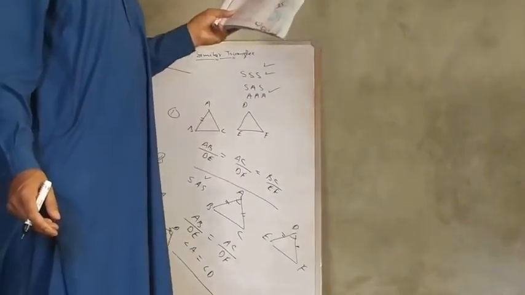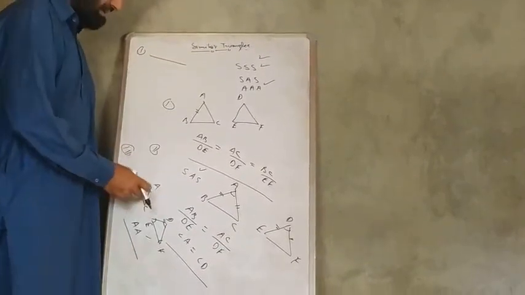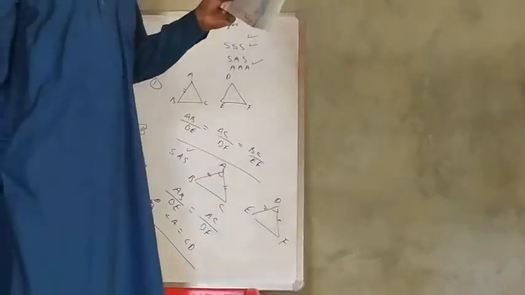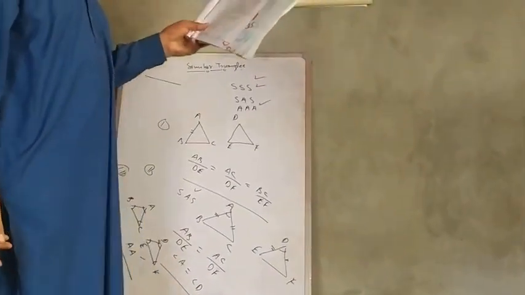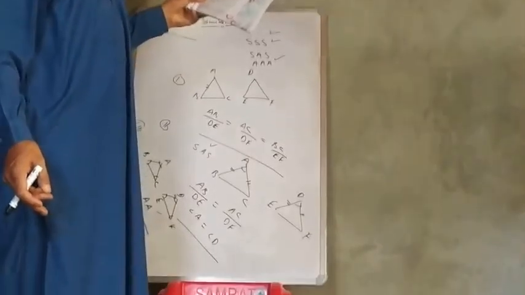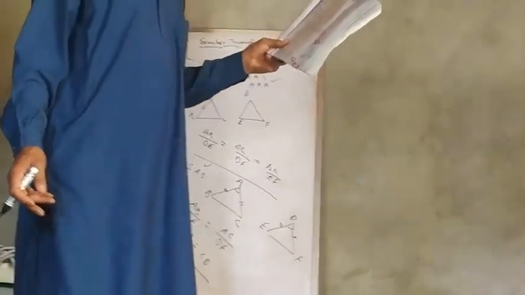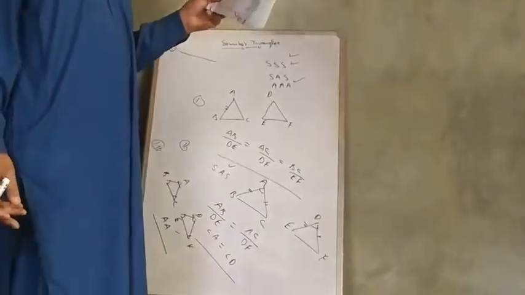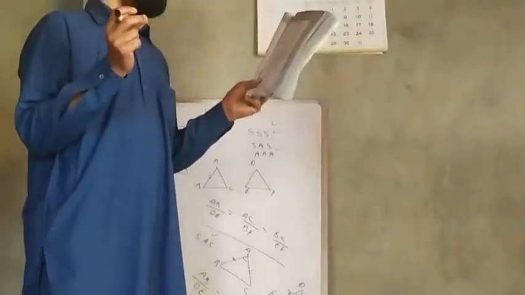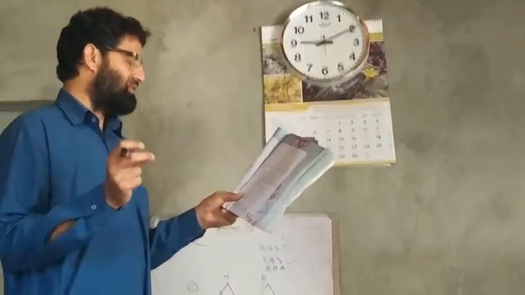Third part is all dash triangles are similar, isosceles or equilateral. Equilateral triangles are similar. Equilateral means all sides are equal, so obviously all their angles are also equal, so they are similar. All equilateral triangles are similar. Fourth part is two polygons of the same number of sides are similar if their corresponding angles are dash and their corresponding sides are proportional. You will write there: if their corresponding angles are equal. Second criterion is if their corresponding sides are proportional.